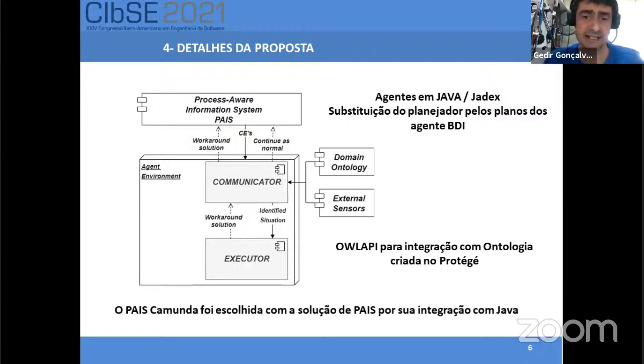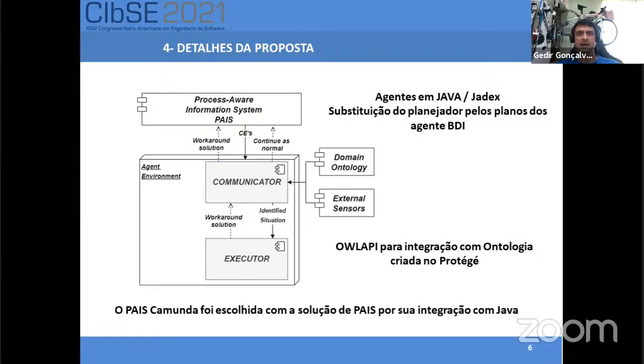Estamos fazendo também a integração da ontologia com os nossos agentes através do OWL API dentro do Java. A solução toda está dentro de Java e fizemos a integração da ontologia de domínio via OWL API. Ela foi criada no Protégé, e os agentes nós criamos dentro do Jadex. Foi uma decisão que a gente teve de criar os agentes dentro do Jadex e utilizar o Java.